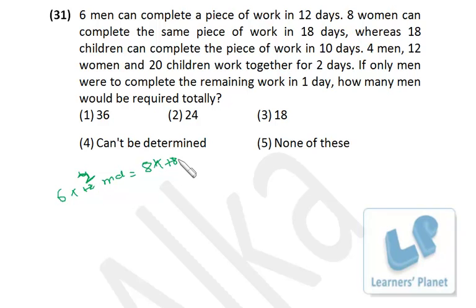6 twos are 12, 6 threes are 18, 3 twos are 6, 4 twos are 8. So precisely 1 man is equal to 2 women, right? So here 12 women, instead of that we can write 6 men. Similarly 20 children: 6 into 12 is equal to 18 into 10. 6 into 12 man days is equal to 18 into 10 children days, right?